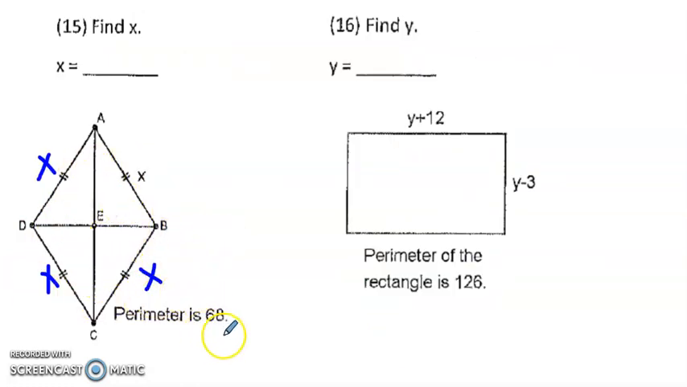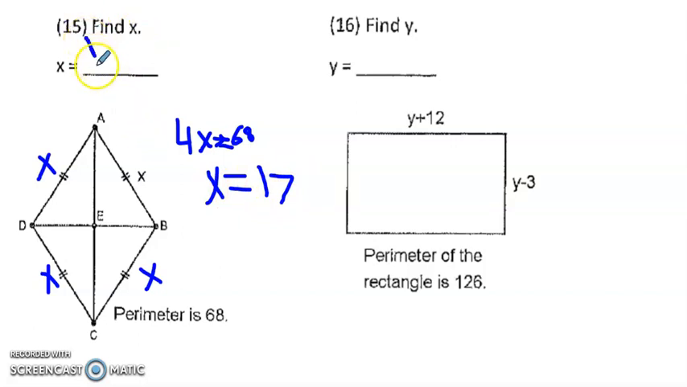So all we're told is that the perimeter is 68. So all 4 sides are equal. So the equation would be 4x, adding the 4 x's, equals 68. And if you divide both sides by 4, we get a final answer for x of 17.